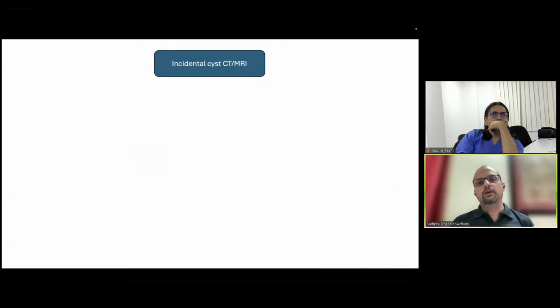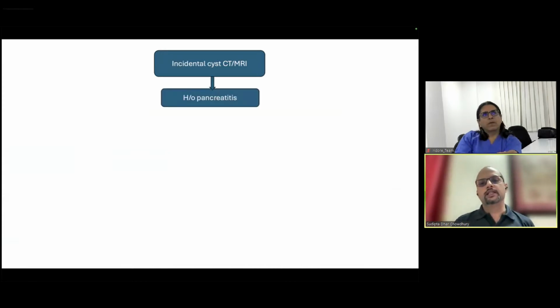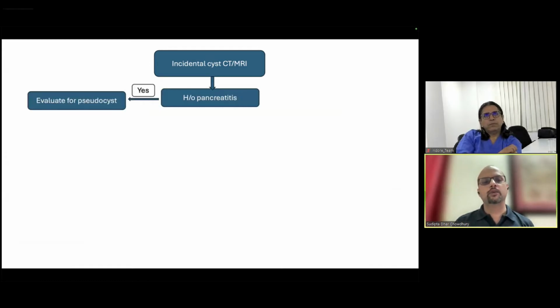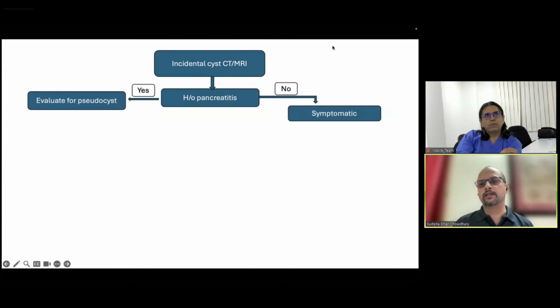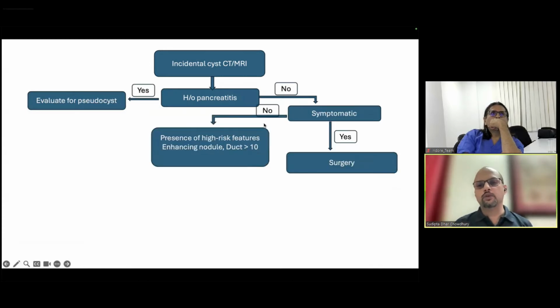So now I'll just give briefly the treatment algorithm that we follow at CMC, and this may not be generalizable elsewhere. If we detect an incidental cystic neoplasm, what we ask for is a history of pancreatitis. If there's a history of pancreatitis, we evaluate for a pseudocyst. If there's no history of pancreatitis, we assess whether the patient is symptomatic. If the patient is symptomatic, then the patient should be offered surgery. If the patient is not symptomatic and there are high-risk features like an enhancing nodule or duct more than 10 millimeters, then also the patient should be offered surgery.